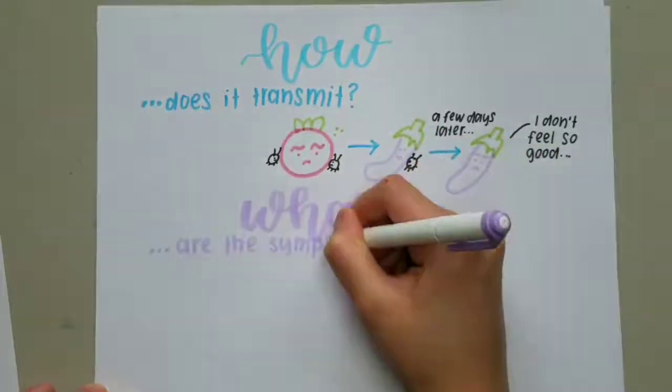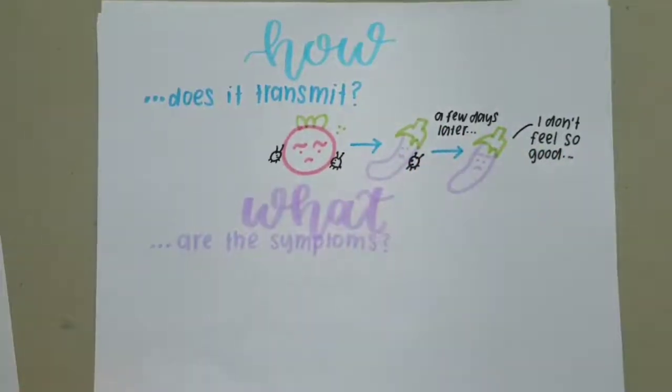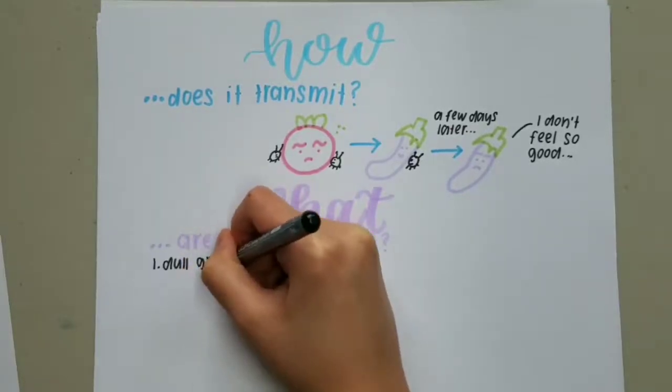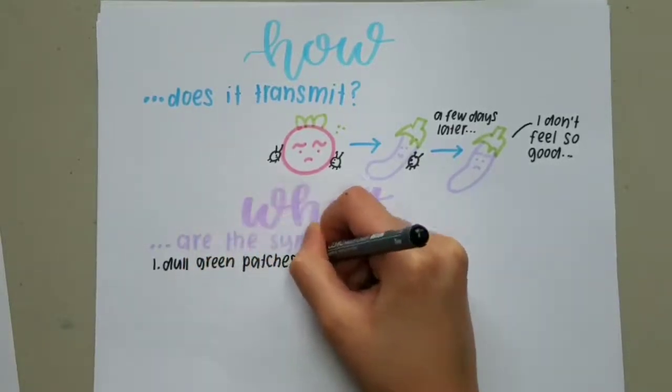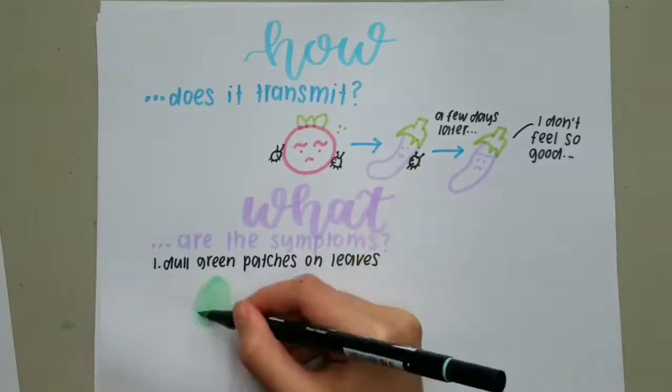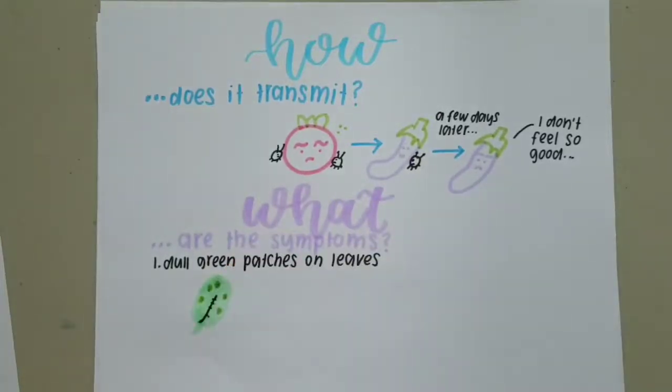Next, let's analyze the what component. So, what exactly are the symptoms of this disease? So, the first stage is a dull green wilt during the day. There will be dull green patches on the leaves as the bacterial wilt infection develops.